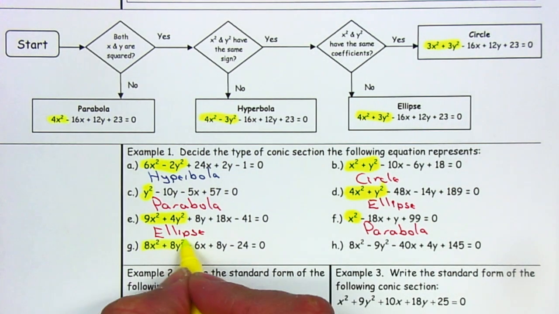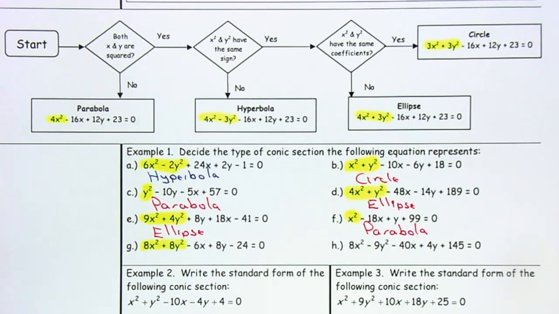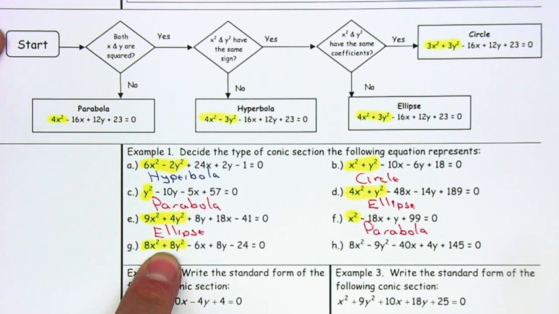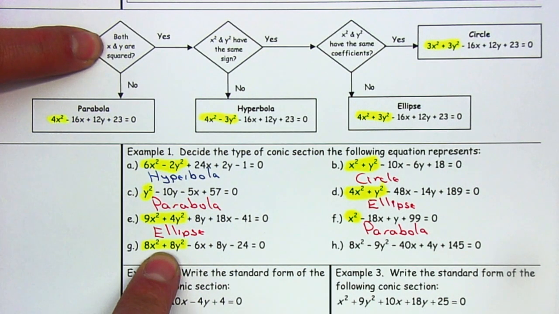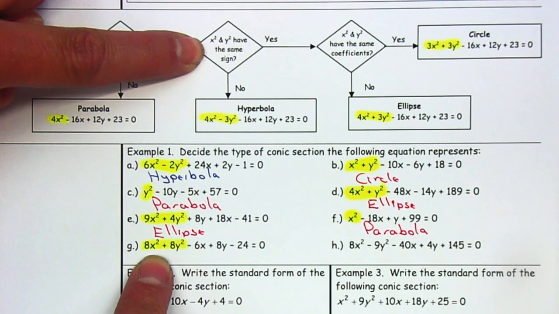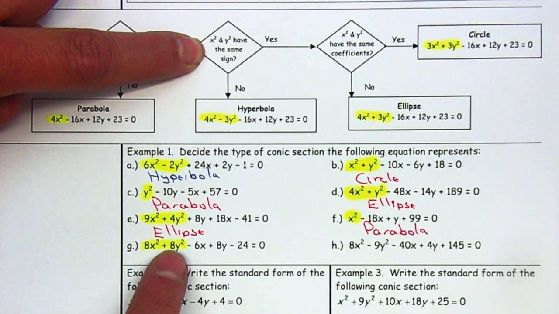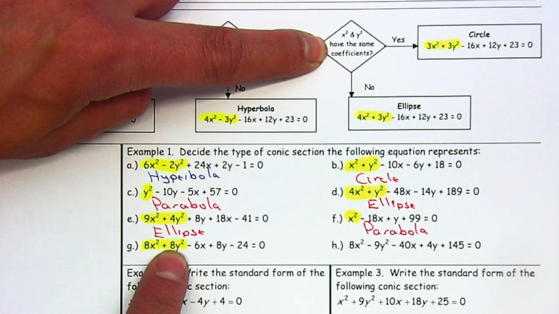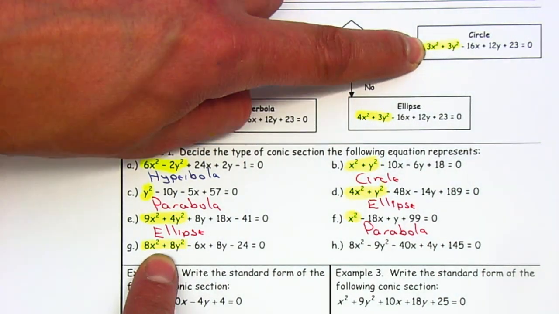I'm looking at the x and y squared. Are the x and y squared? Yes, they both are squared. Do they have the same sign? Yes, this is a positive and that's a positive. Do they have the same coefficient? Yes, they both have 8s. So that's a circle.